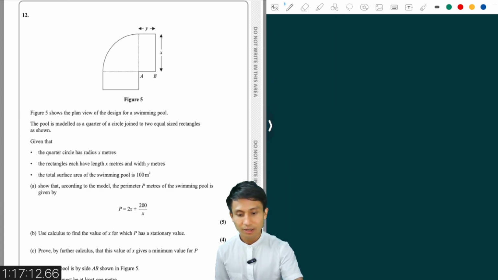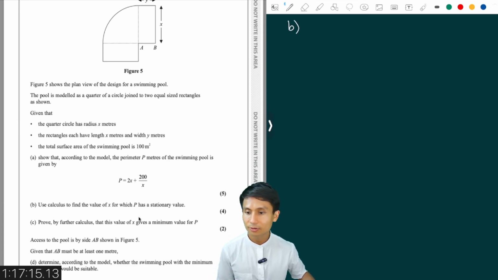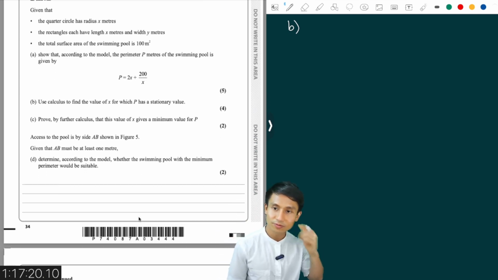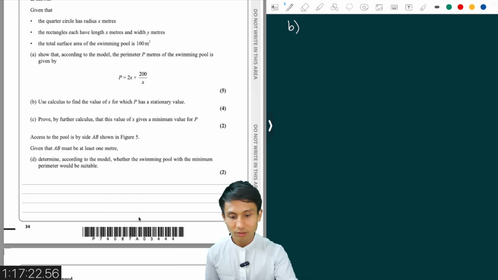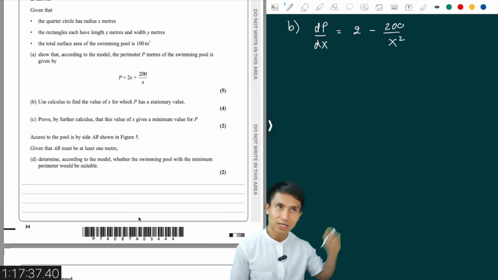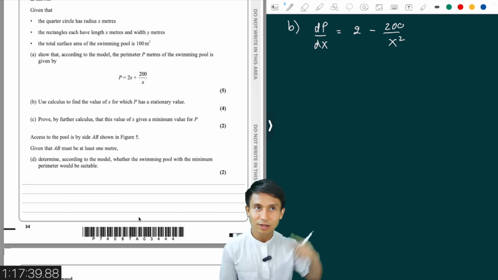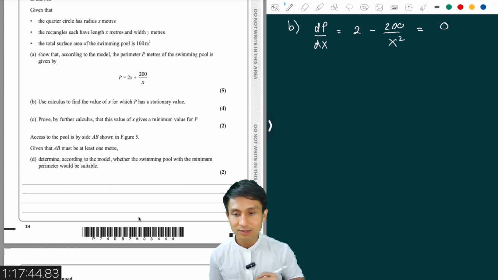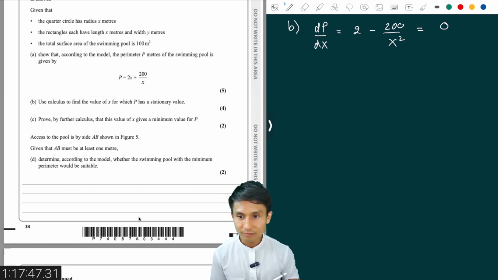Yes. And then part B, use calculus to find the value of x for which p has a stationary value. Okay. Well, it's just dp by dx. We differentiate, yes. So that's going to give us, differentiating 2x, we get 2. Differentiating 200 over x, we get minus 200 over x squared. It's just x to the power of minus 1, and then we pull down the minus 1, and then we subtract the power by 1. Okay, so we equate this to 0, right? Yeah.